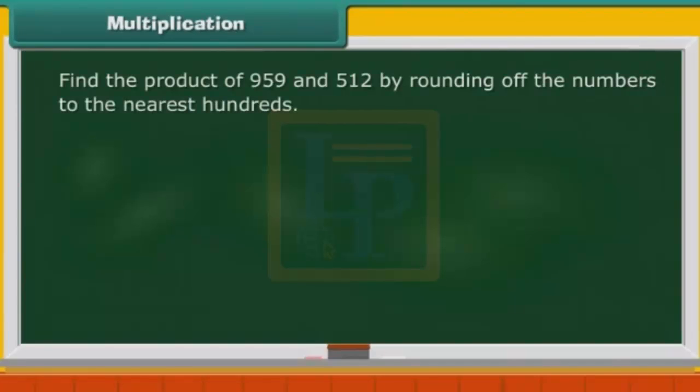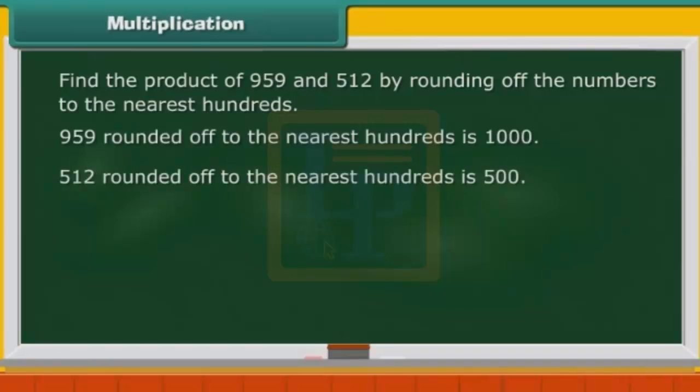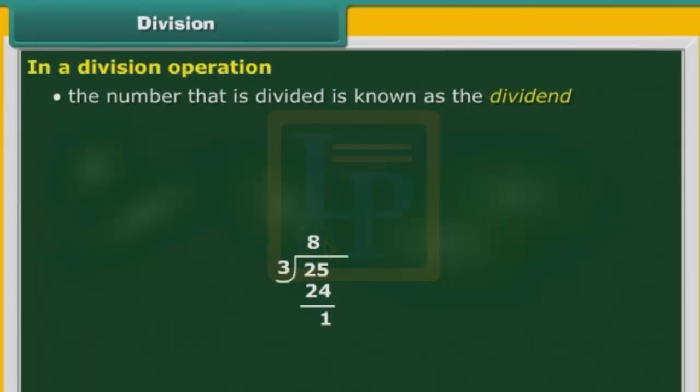Find the product of 959 and 512 by rounding off the numbers to the nearest hundreds. 959 rounded off to the nearest hundreds is 1000. 512 rounded off to the nearest hundreds is 500. 1000 into 500 is equal to 5 lakh. Therefore, the estimated product of 959 and 512 is 500000. Division.